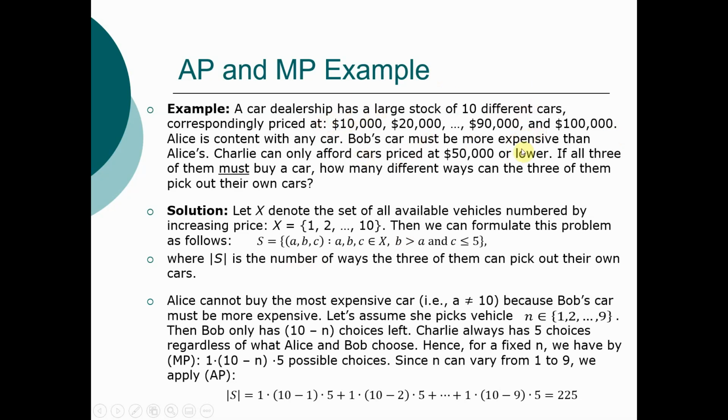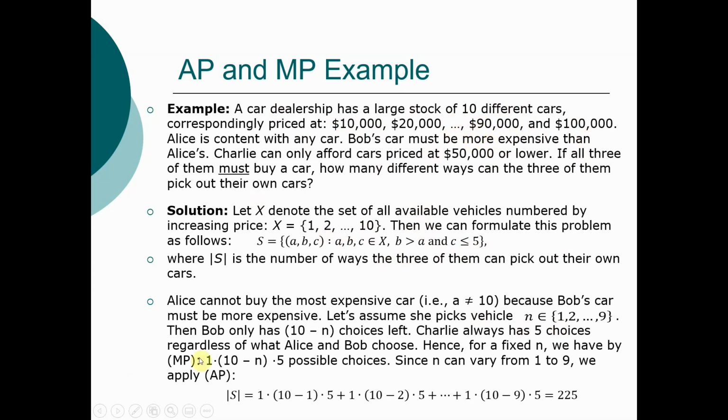For each of these options, if Alice picks the first car, Bob would have 9 different options. If Alice picks the second car, Bob would have 8 different options, and so on. And finally, if Alice picks the $90,000 car, Bob would only have 1 option. And for all of these cases, Charlie has only 5 options: $10,000, $20,000, $30,000, $40,000, or $50,000.